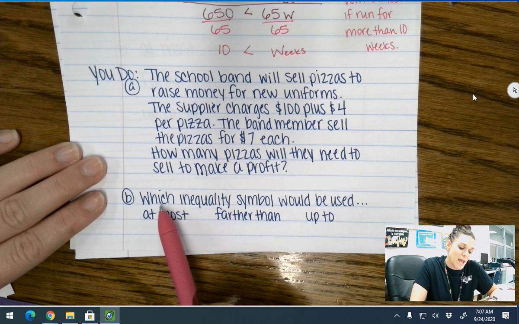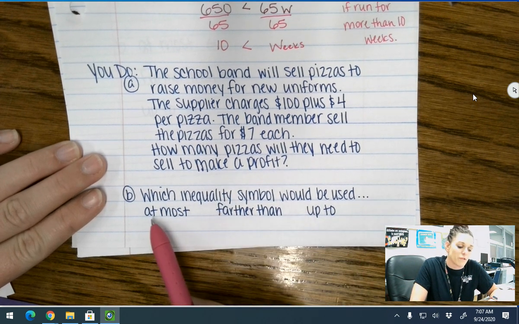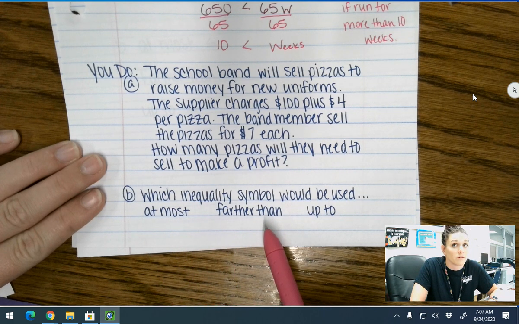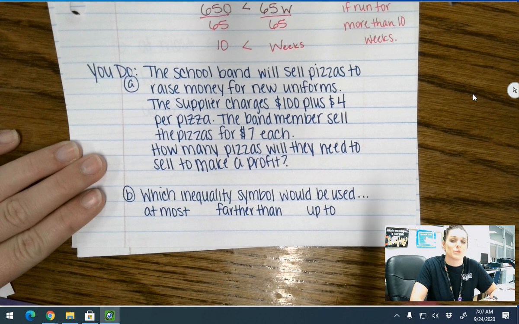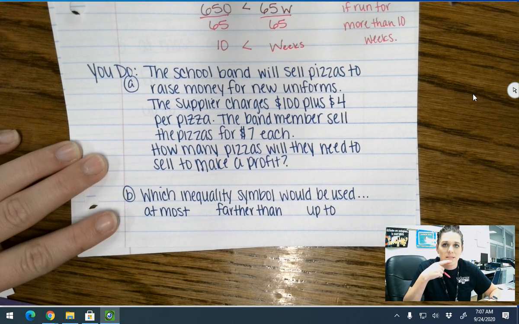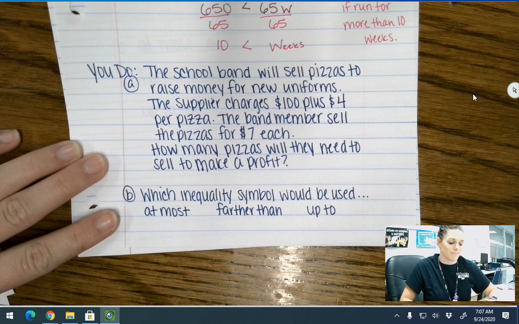The other you-do I have is, which inequality symbol are we going to use for the phrases at most, farther than, or up to? I want you to go ahead and try these. What are the symbols for these three phrases?